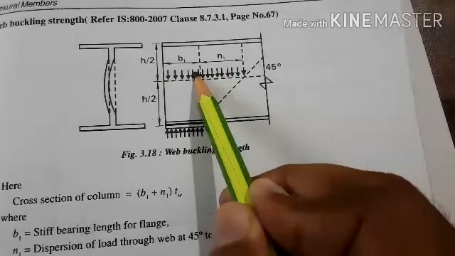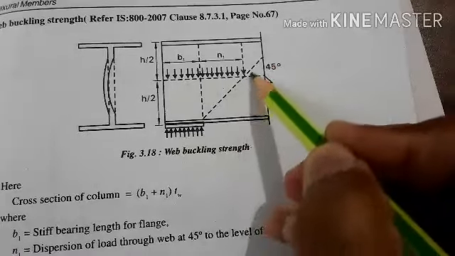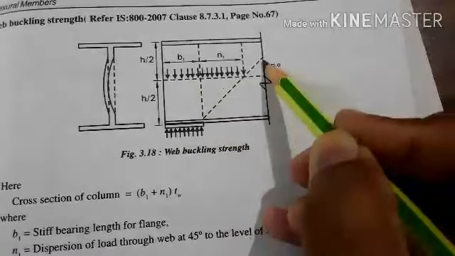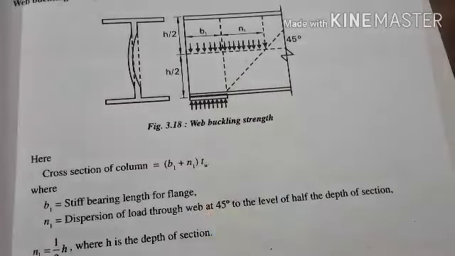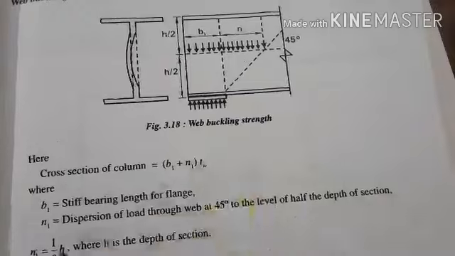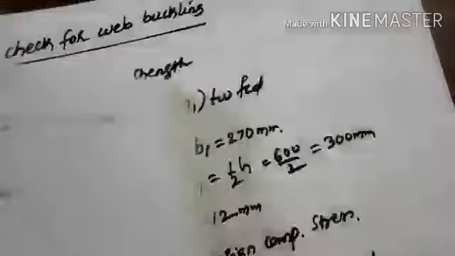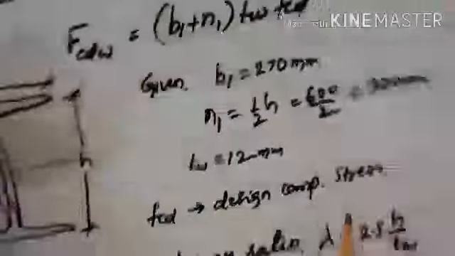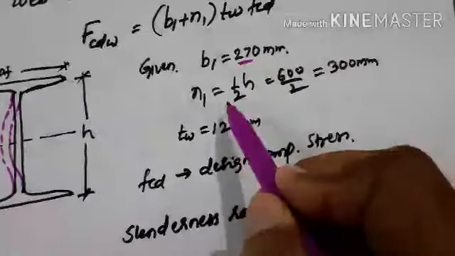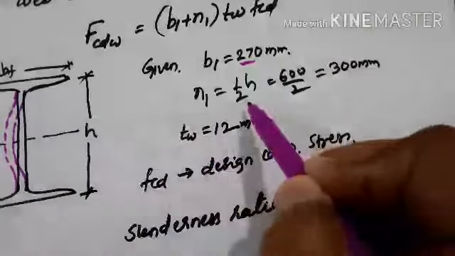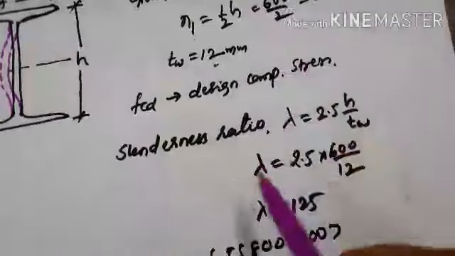It has been given in the problem, and N1 is to be calculated based on the load dispersion up to the middle of the section. It is dispersing at an angle of 45 degrees, and about this we have discussed previously how to get the buckling strength. Just refer to that lecture. Here B1 is given as 270, just note it down, and N1 is half the depth of the section, 600/2, then the thickness of web is given.